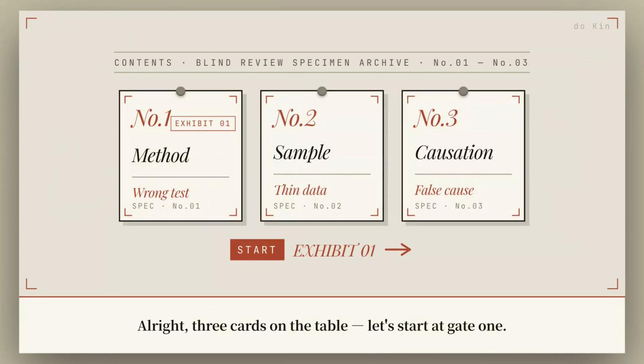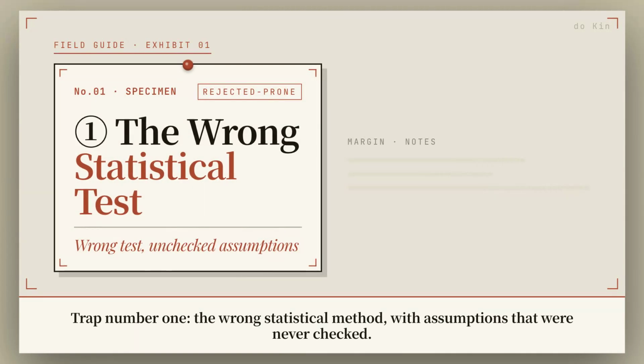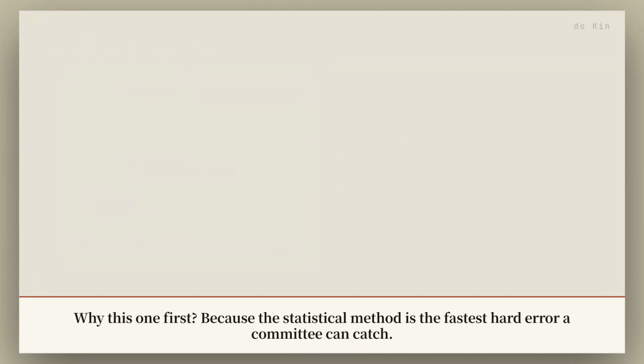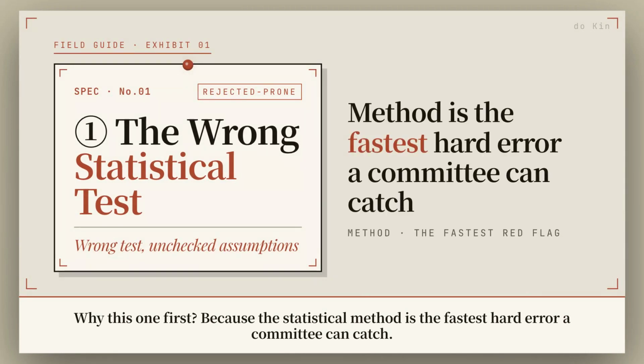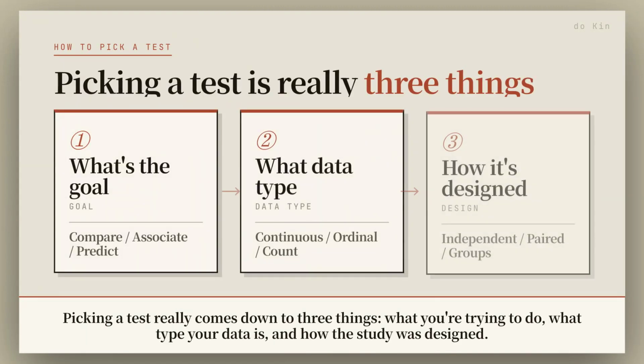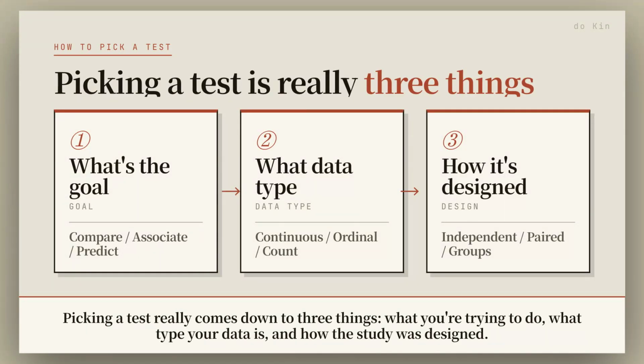Alright, 3 cards on the table. Let's start at gate 1. Trap number 1, the wrong statistical method, with assumptions that were never checked. Why this one first? Because the statistical method is the fastest hard error a committee can catch. Picking a test really comes down to 3 things: what you are trying to do, what type your data is, and how the study was designed.